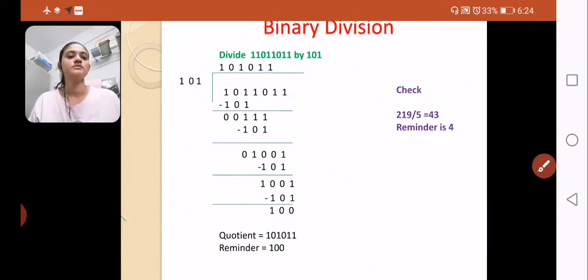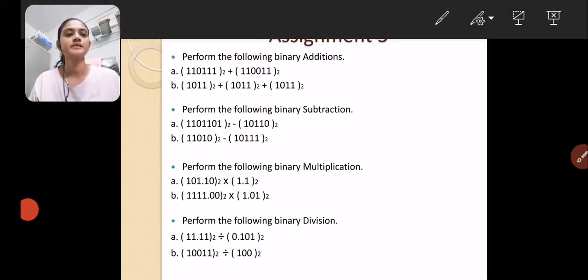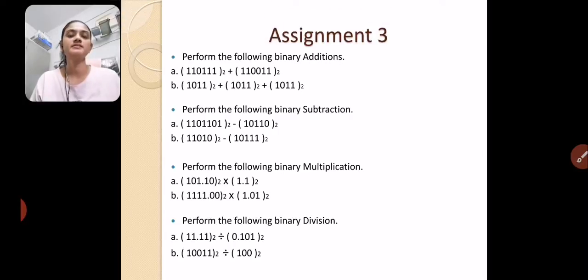Okay, so these were the basic operations of binary numbers: addition, multiplication, subtraction and division. So we will see the next topic in the next lecture. Till then you have to write this assignment and submit it before the deadline. Thank you.